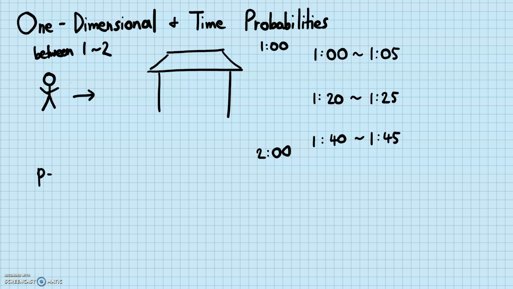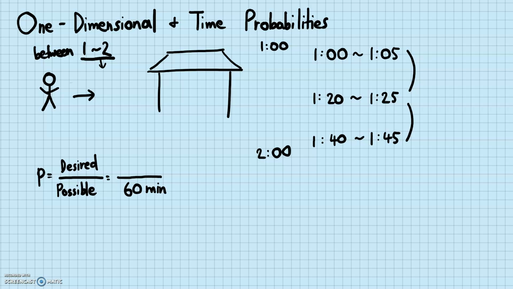Okay, so again, it's going to be the possible outcomes and the desired outcome. So the possible time that we're looking at is between 1 and 2. This is the total sample space that we're looking at. And since these are all measured in minutes, we'll go ahead and convert that to minutes. So that's going to be 60 minutes. There's a time frame of 60 minutes between which we're looking at.